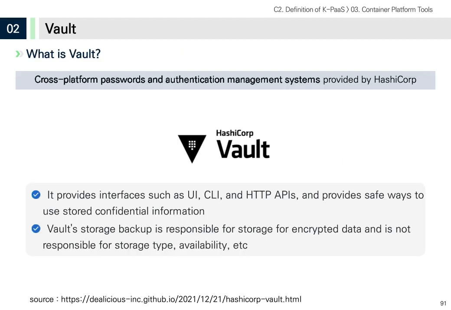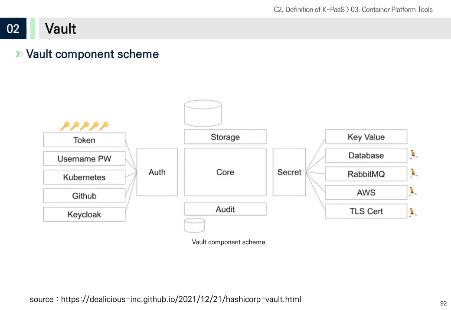Part 2. Vault. The second open source software we'll look at is Vault. Vault is a cross-platform password and authentication management system from HashiCorp. It offers interfaces such as JavaScript and CLI, and provides a secure way to use stored secret information. Vault's storage backend is responsible for storing encrypted data, and is not responsible for the type of storage, availability, etc. The components of a vault can be categorized into 5 main areas.